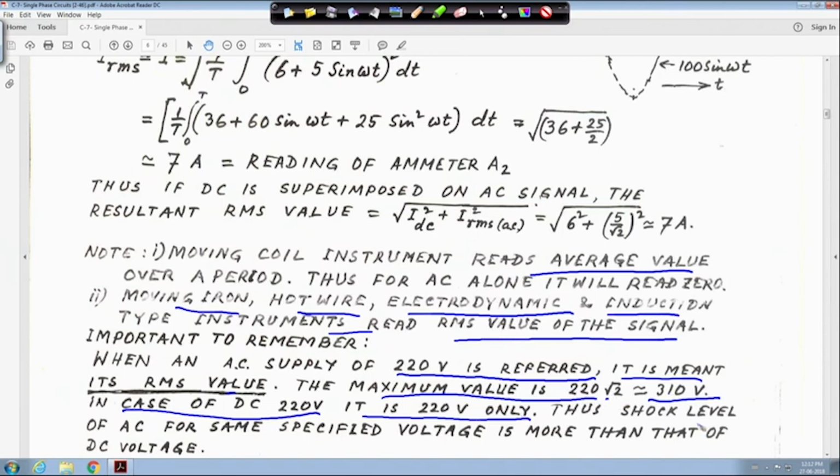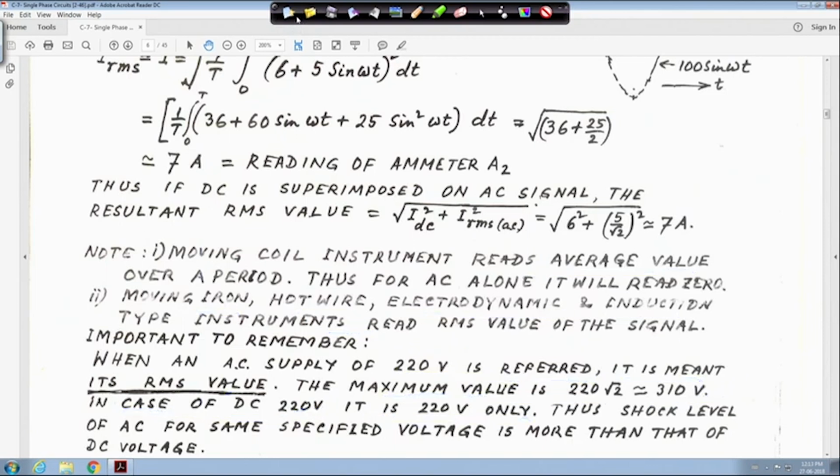That means the shock level of AC for the same specified voltage is more than that of DC voltage. In AC voltage you will get the peak value shock, and in DC voltage the shock will be 220 volt only. For an AC supply of 220 volt RMS, your shock level will be 310 volts. So shock in AC will be more than DC. This is something I have written for you.